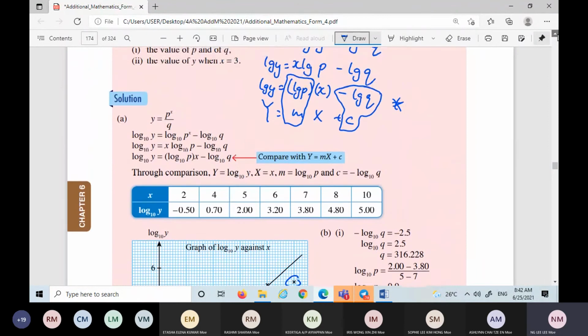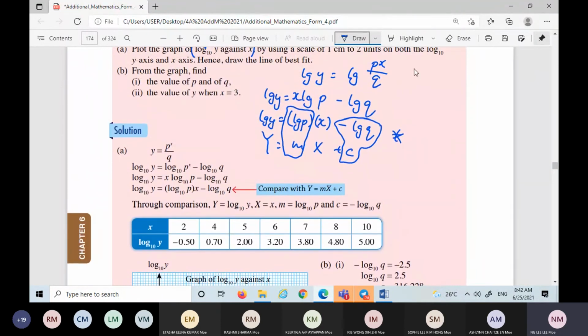Okay, so now we go to part B. From the graph, same thing, you must read from the graph. Find the value of P and of Q. So actually if you have this kind of uncertainty, we can call it.